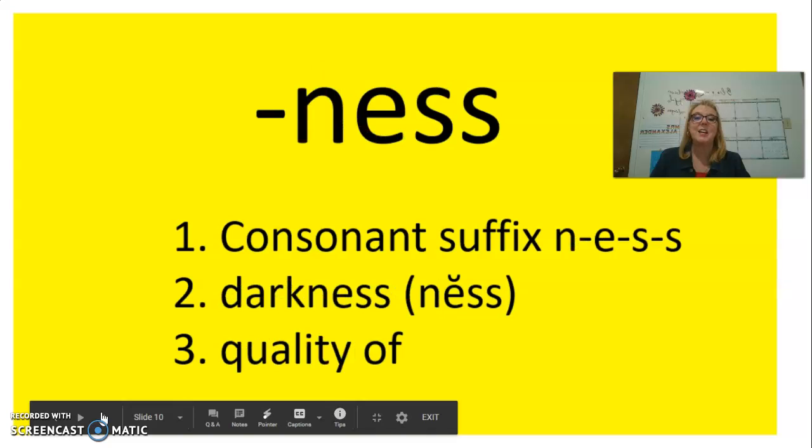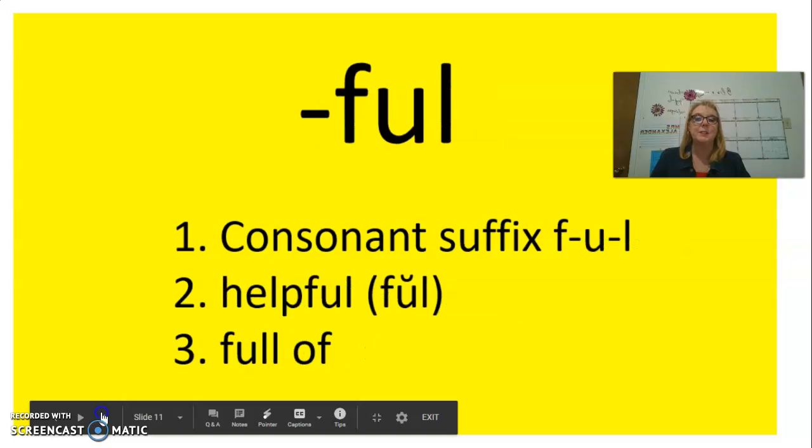Ness. Consonant suffix ness, like darkness, ness, means quality of. Full. Consonant suffix ful, like helpful, full. It means full of.